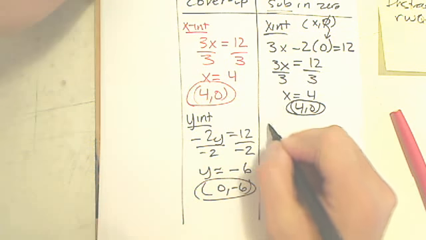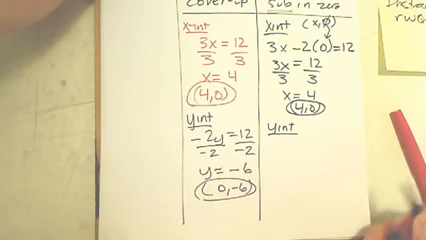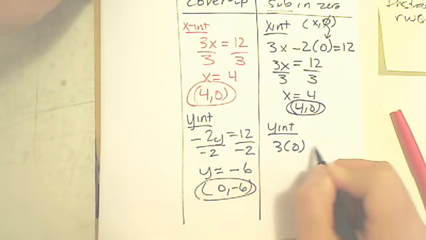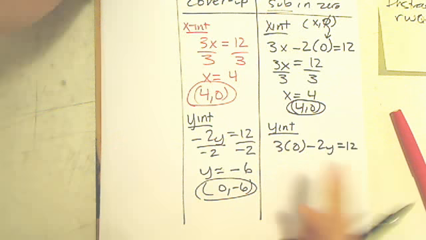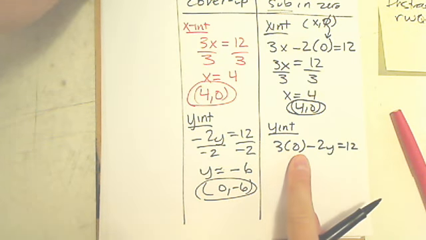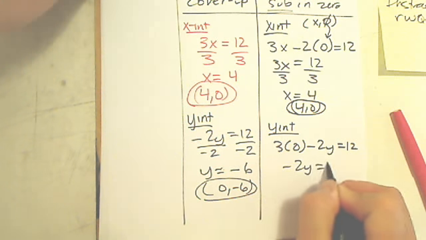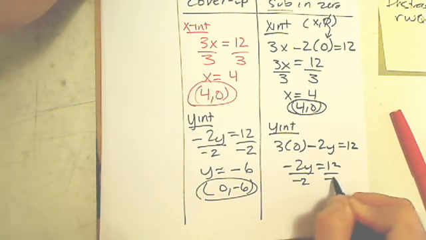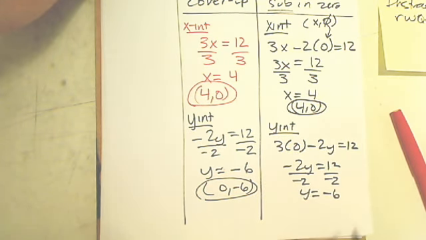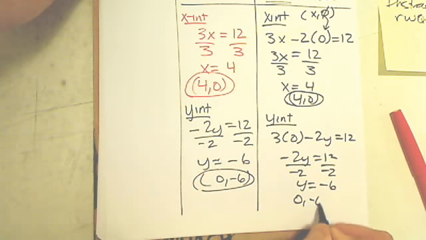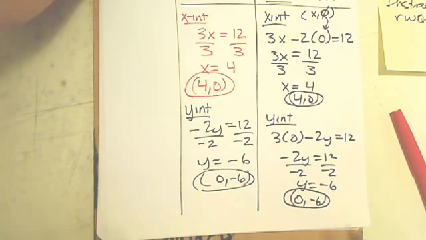Same thing for y-intercept. For the x, substitute in 0. 3 times 0 minus 2y equals 12. 3 times 0 is 0. That goes away. So all you have left is 2y equals 12. Y is negative 6. Or, same answer, 0, negative 6.